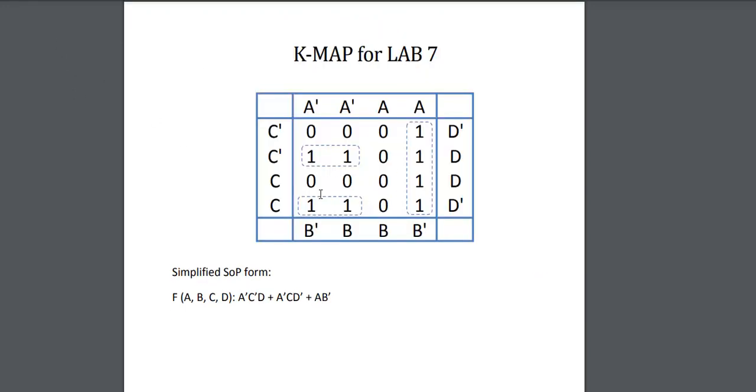this equation. So what we have to do is, in this first group, you can see we have to point out what are the things that are common. So in this first group, A complement, C complement, and D is common, so it is written right here. And in the next group, A complement, C, and D complement are common, so it is written right here. And in this last group, A and B complement is the common, and it is represented right here.